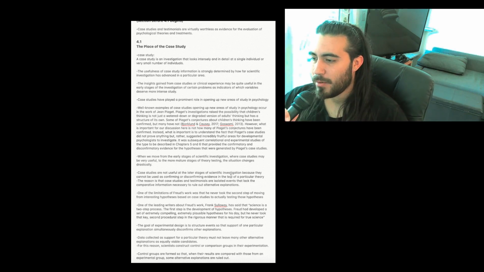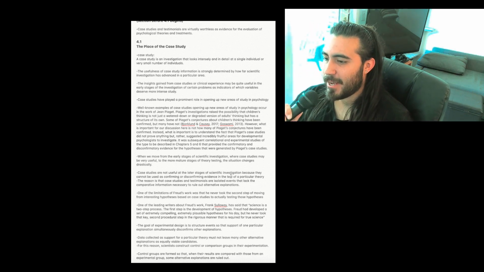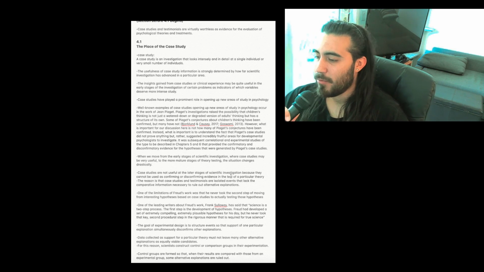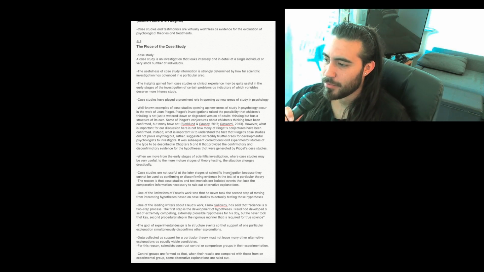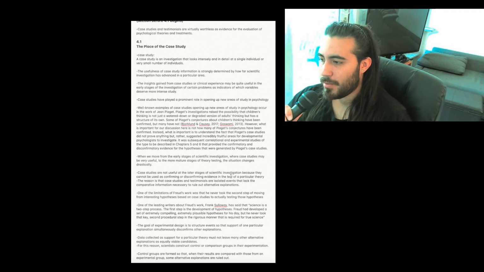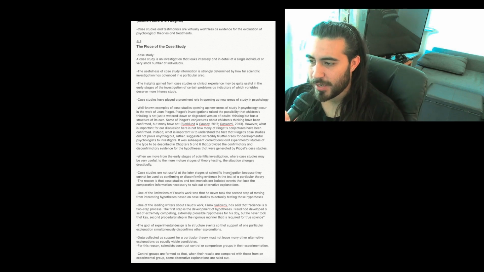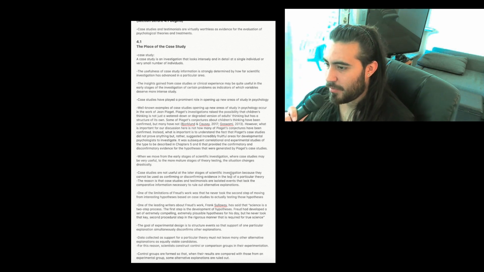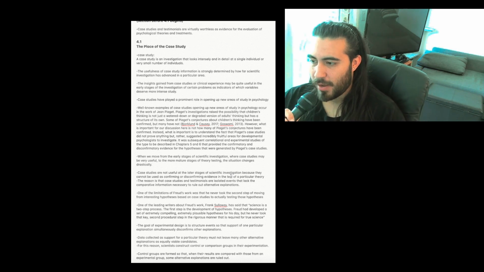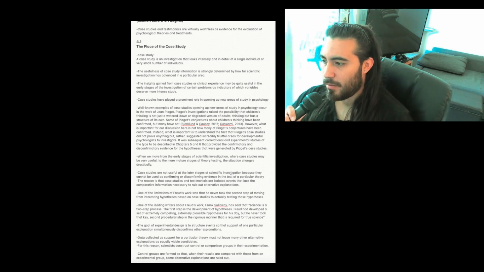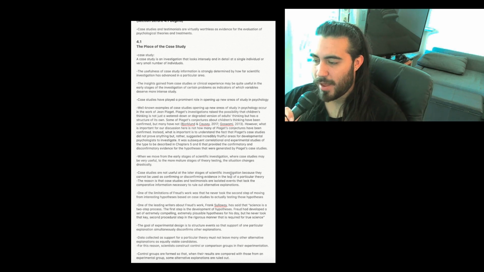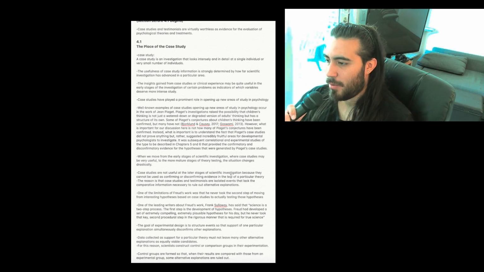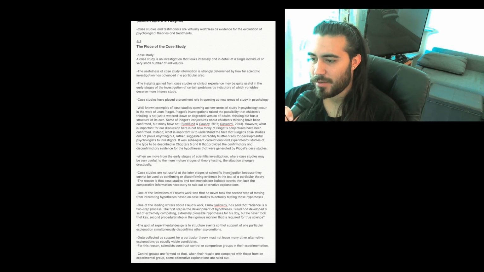Instead, what is important is to understand that Piaget's case studies did not prove anything, but rather suggested incredibly fruitful areas for developmental psychologists to investigate. It was subsequent correlational and experimental studies of the type to be described in Chapters 5 and 6 that provided the confirmatory and disconfirmatory evidence for the hypotheses that were generated by Piaget's case studies.